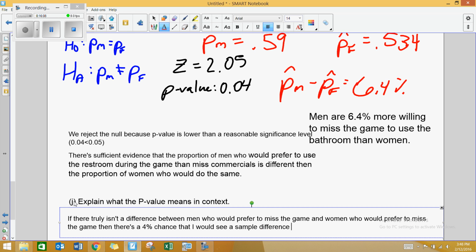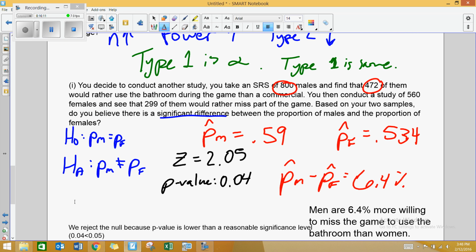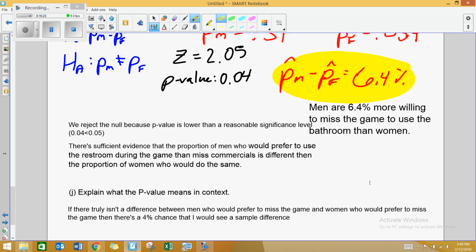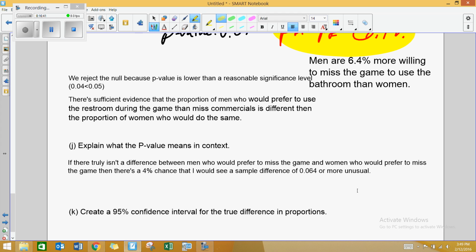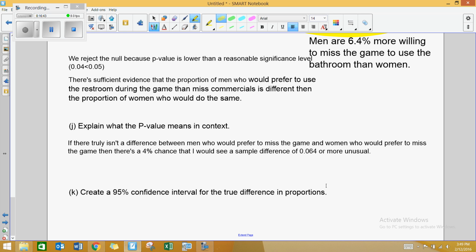And what sample difference did I see? Well, the sample difference I saw was this right here. I saw that in these samples, men were 6.4% more willing to miss it. And so the chances of me seeing a sample difference of 0.064 or more unusual. So there was a 4% chance of me seeing that. And I said that was too unusual.